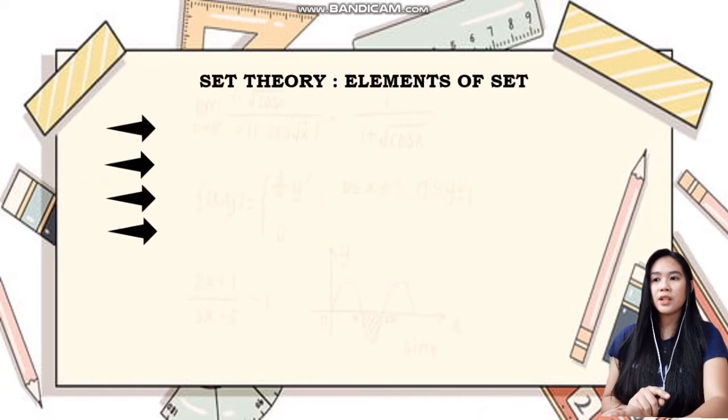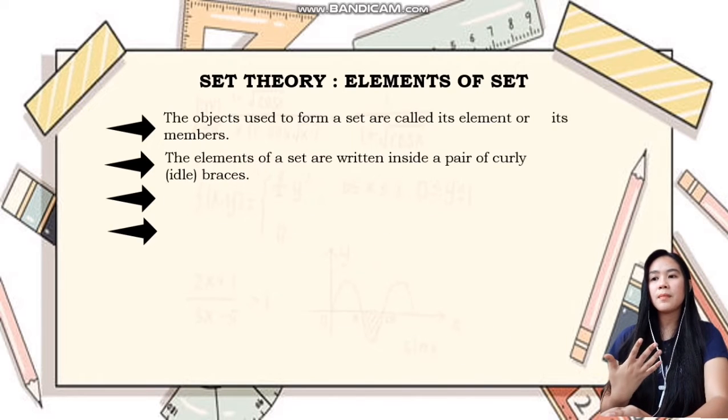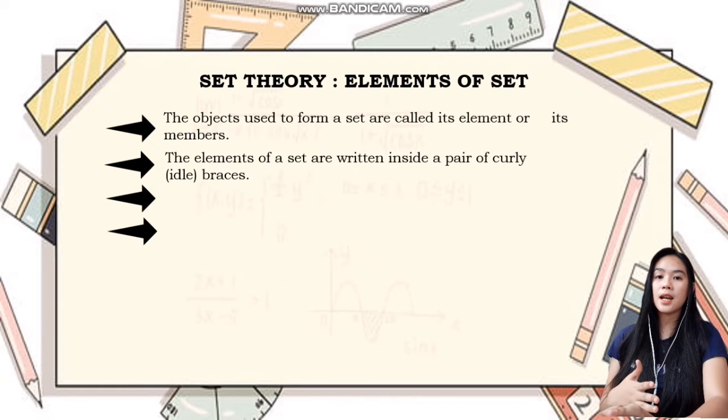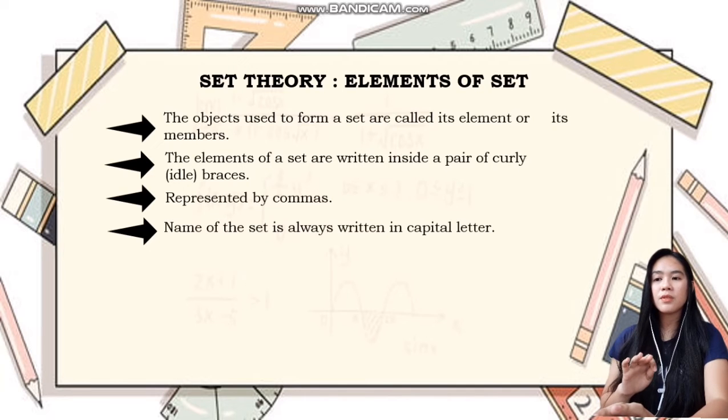So now, let's proceed to the elements of a set. The objects used to form a set are called its elements or its members. Gaya nga ng sabi ko kanina na ang bumubuo sa ating set ay tinatawag nating elements or its members. So the elements of a set are written inside a pair of curly braces. Ayan, kinakailangan na ang ating members or the elements of a set ay nakasulat inside the curly braces. So, they are separated by commas and the name of the set is always in capital letters.